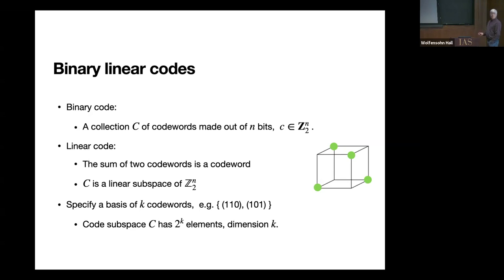So you can specify a code, since it's a linear space, by a basis of code words. In general, it'll have a dimension lower than the total dimension of this cube. We'll call that dimension K. And in particular, this code that I've drawn here has a basis of 2 code words, and it has a total of 2 to the K, or 4 elements.